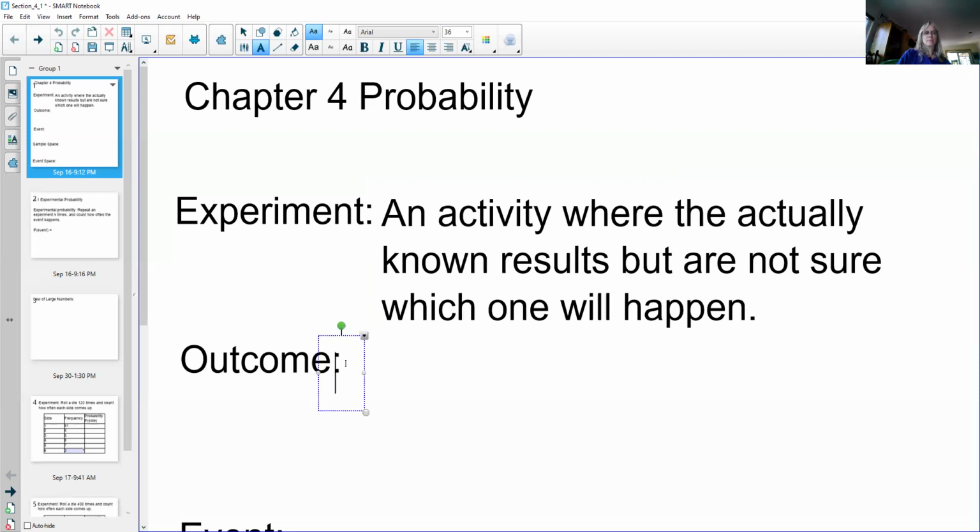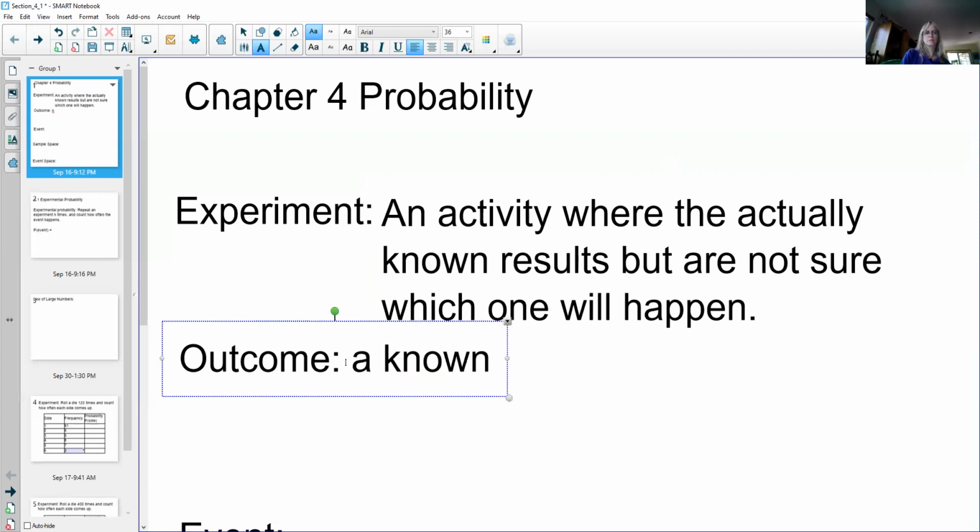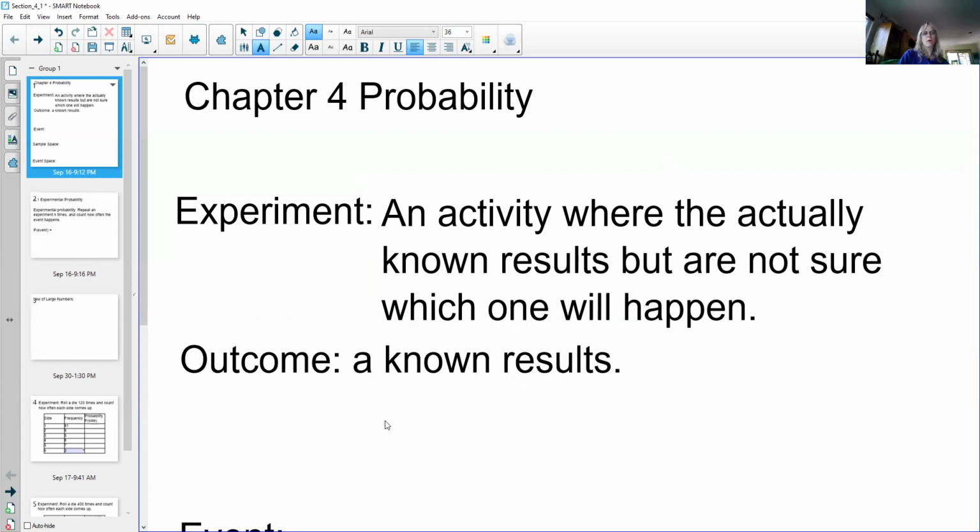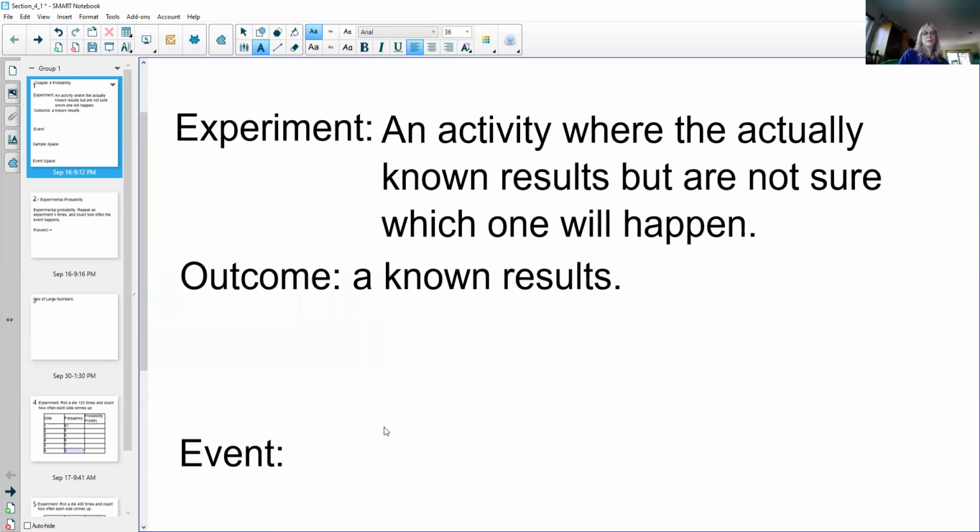An outcome of an experiment is one of the known results, a known result. Now, when I say that, you might not have all the results. You may not know every single result that could possibly happen, but in most cases, we normally know what could happen in an experiment.